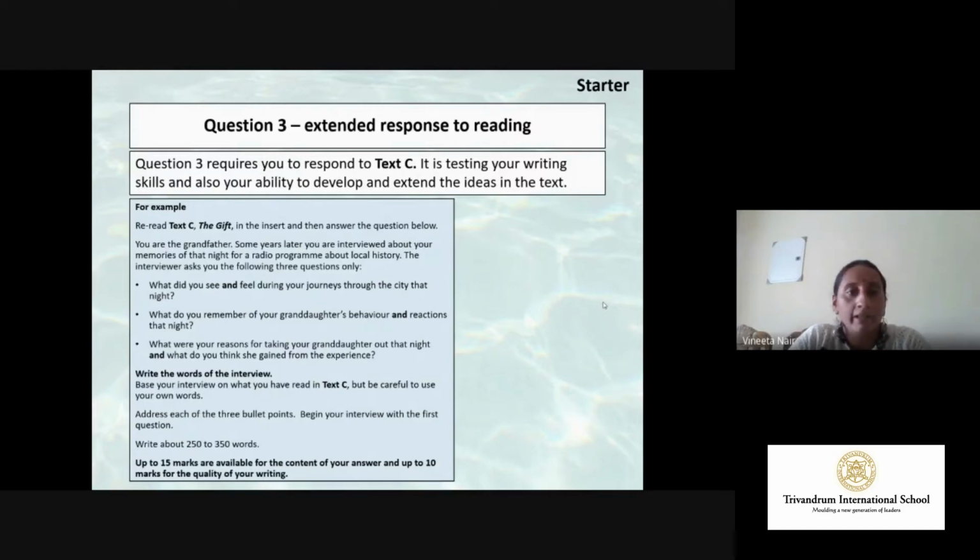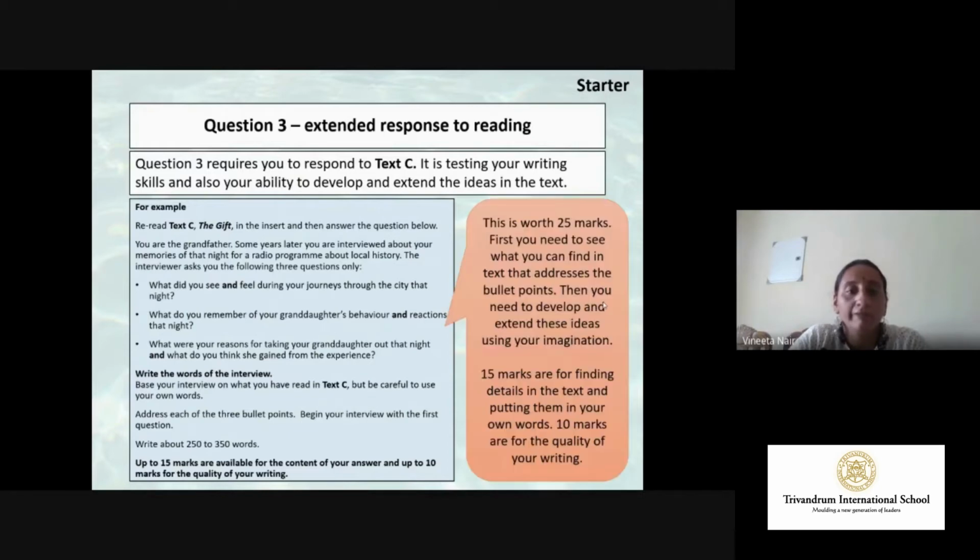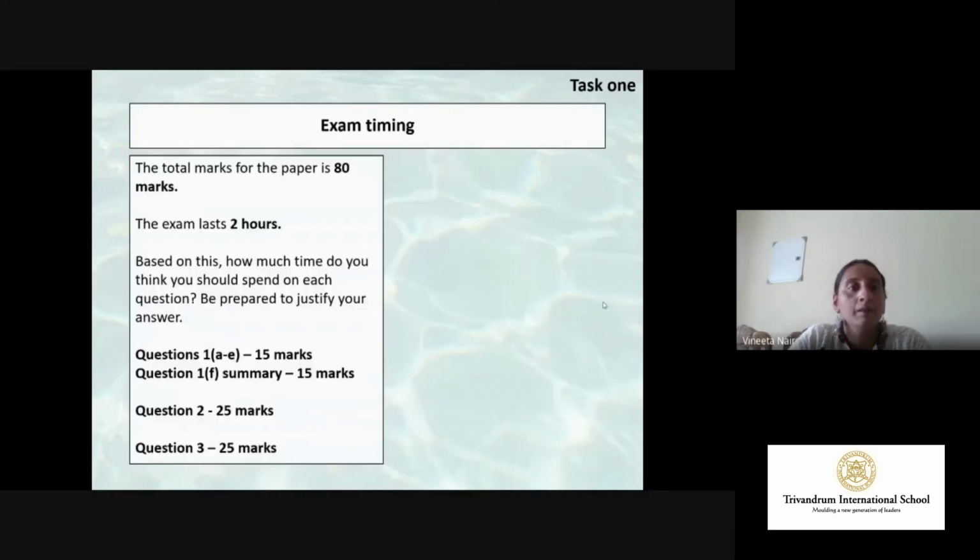It can be any kind of directed writing. It can be a letter, article, news report, journal, speech, interview, etc. So students need to be familiar with all kinds of writing formats. Again, 15 marks are given for the content, that is identification of points, and 10 marks are given for the quality of their writing. So in total, it's 25 marks.